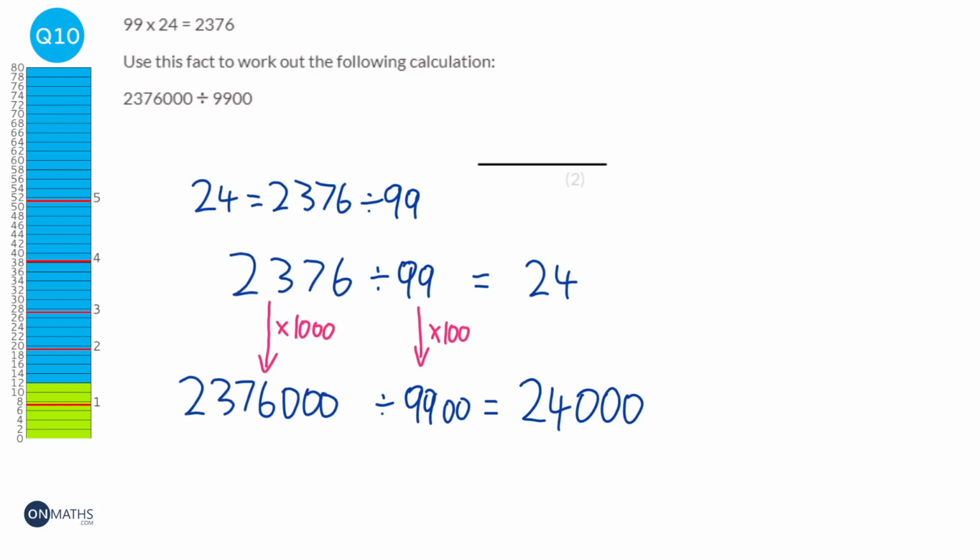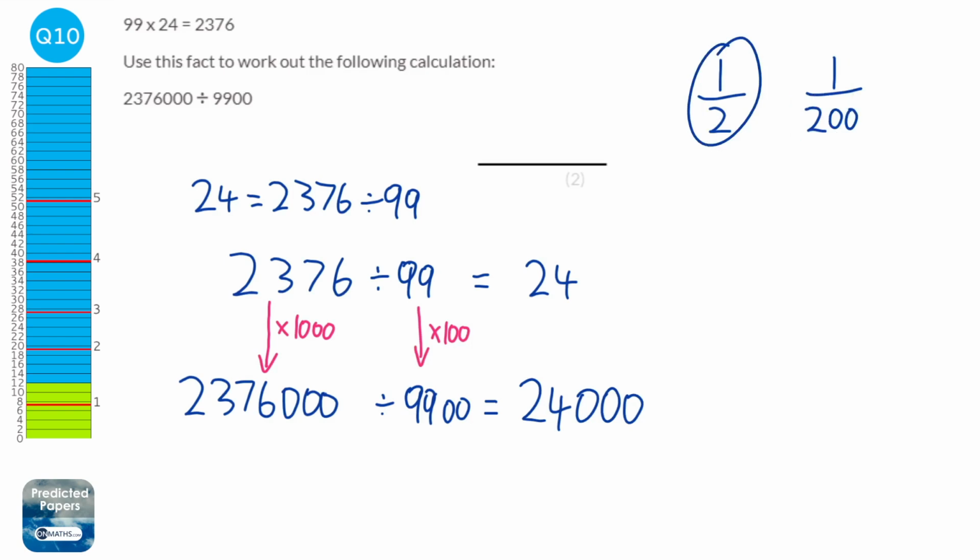But what effect will multiplying the denominator by 100 have on our answer? Okay, so if you think about a half, if we times the bottom by 100, it becomes 1 over 200. Now, what is 1 over 200 compared to 1/2? Well, it's 100 times smaller. So when you're doing stuff to the denominator, you're actually making it smaller. So this times 100 is making our answer 100 times smaller.